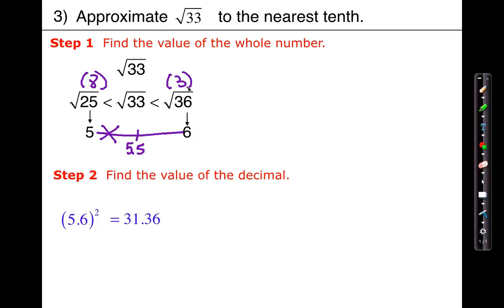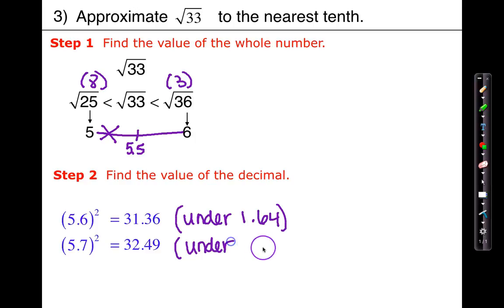So 5.6 squared is 31.36, which I think is under a little too much. It's about under 1.64. So I'm going to go up 1. 5.7 squared is 32.49, which is still under 0.51. So this one's not going to be a number that I look to.